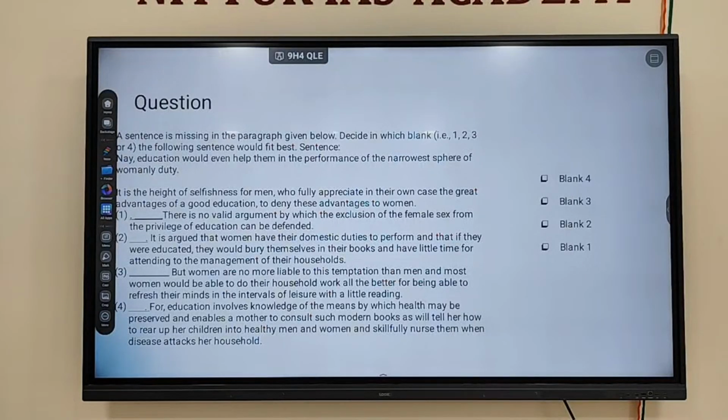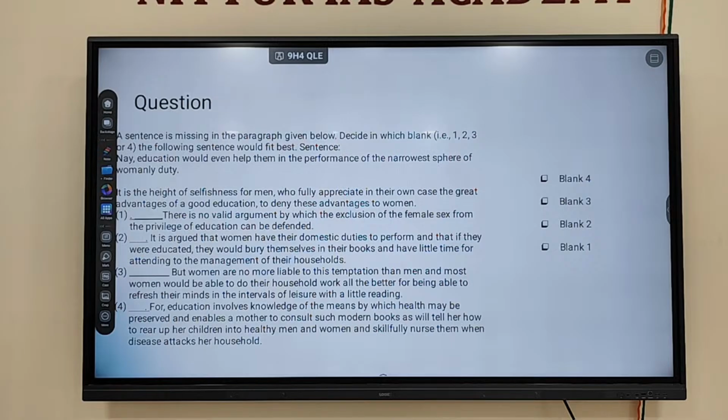Now, the first one: there is no valid argument by which the exclusion of the female sex from the privilege of education can be defended. It is argued that women have their domestic duties to perform, and that if they were educated, they would bury themselves in their books and have little time for attending to the management of their household. See, they have their household duties, so if they put their heads in the book, they will not have time to do the household work.